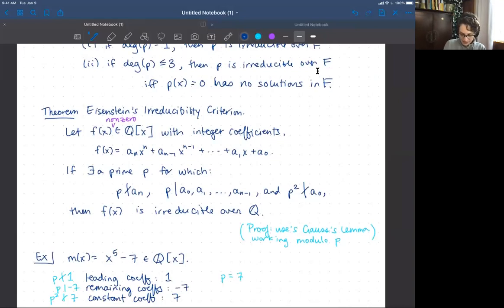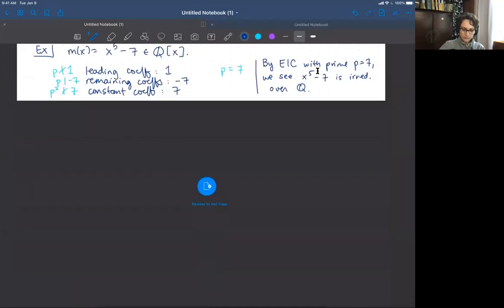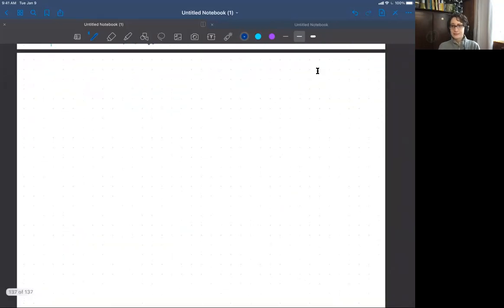So if I were writing this up, I would say by Eisenstein's irreducibility criterion with prime P equals 7, we see x to the 5th minus 7 is irreducible over the rationals. So that's pretty handy. That's nice.